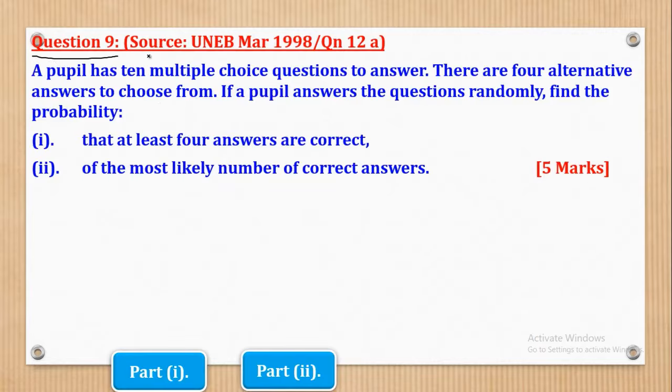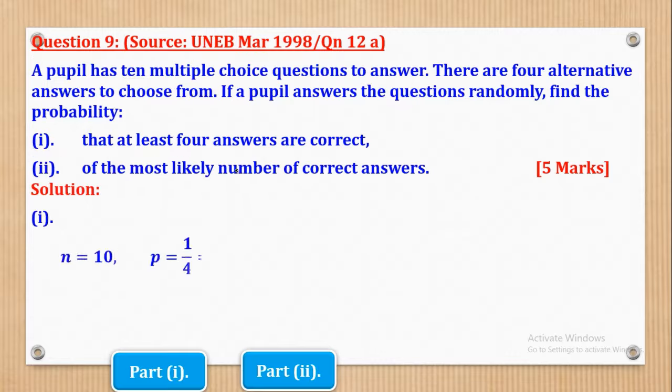Now we shall go to question 9, and say that it came from UNEB, March 1998, paper 2, question 12A, and it says, a pupil has 10 multiple choice questions to answer. There are 4 alternative answers to choose from. If a pupil answers the questions randomly, find the probability Roman 1 that at least 4 answers are correct, and Roman 2 the most likely number of correct answers.